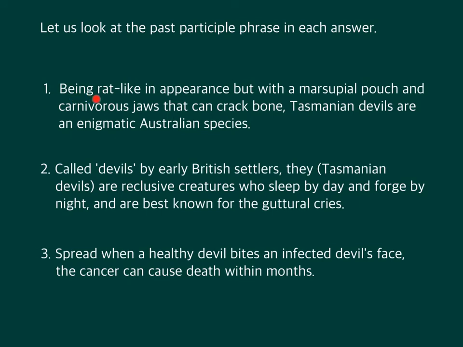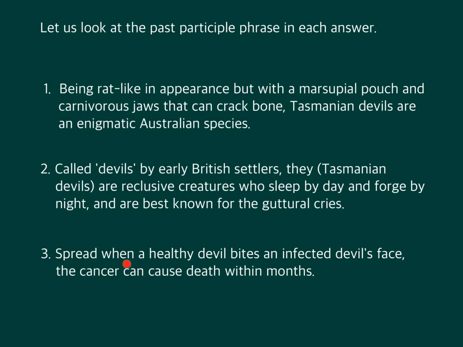1. Being rat-like in appearance but with a marsupial pouch and carnivorous jaws that can crack bone, Tasmanian devils are an enigmatic Australian species. 2. Called devils by early British settlers, they, Tasmanian devils, are reclusive creatures who sleep by day and forage by night and are best known for their guttural cries.